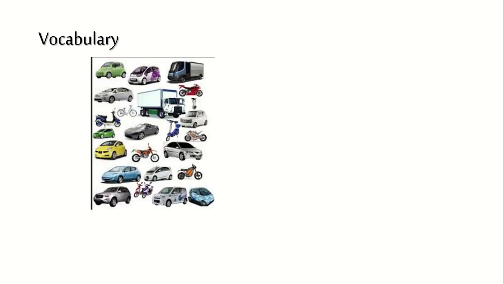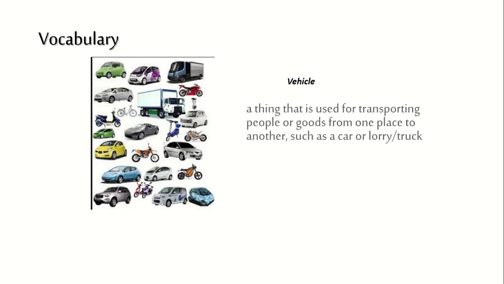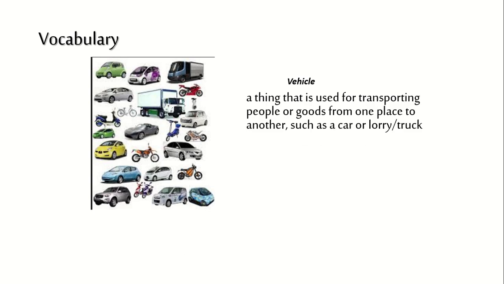What are these? These are vehicles. A vehicle is a thing that is used for transporting people or goods, from one place to another, such as a car, a lorry, or a truck.